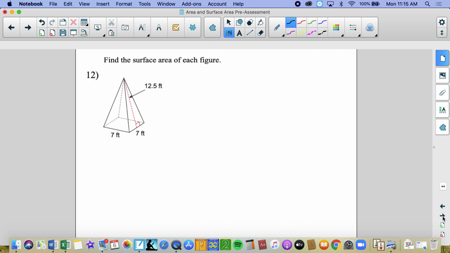Now we move to single base figures. So how many bases? We have one base. So it's going to be either a pyramid or a cone. This is a, no, that's not a pyramid. And what's the base shape? The base shape is going to be a square. So this is called a square pyramid.